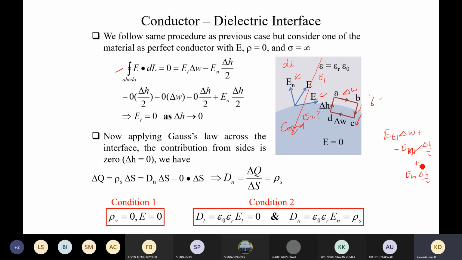Obviously these two components are going to cancel each other because both are the same. In other words, this del H we make 0, so only this component will be left out. That is what it is showing here: the left hand side is nothing but the tangential component 1 into del W, which is equal to 0. Since del W is not equal to 0, we haven't made it 0, there is only one conclusion: T1 equals 0.